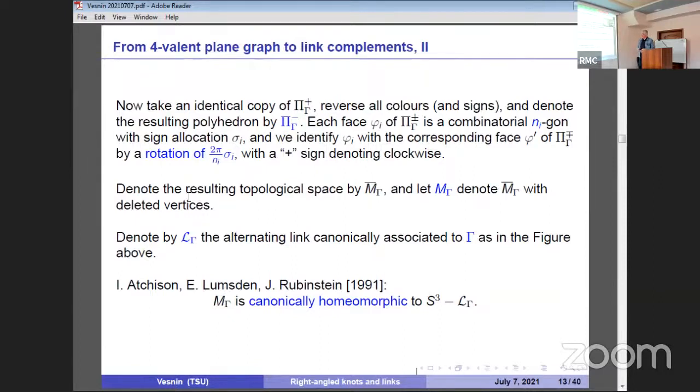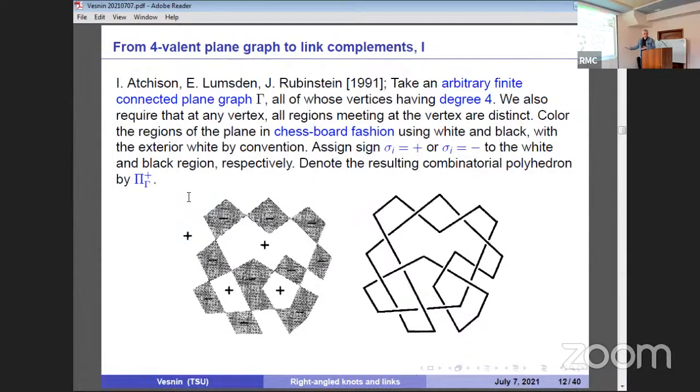And if you consider all vertices, you can see the situation when all vertices belong to the boundary of the space. We don't consider them. So if you consider this manifold with removed vertices, then the result is that this manifold is canonically homeomorphic to a link complement. Okay, so you can see the polyhedron like this one, and you can immediately see the link, the link complement obtained from two copies. And the gluing rule is described by color.